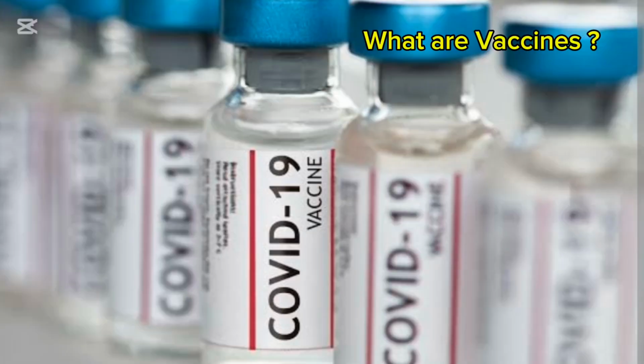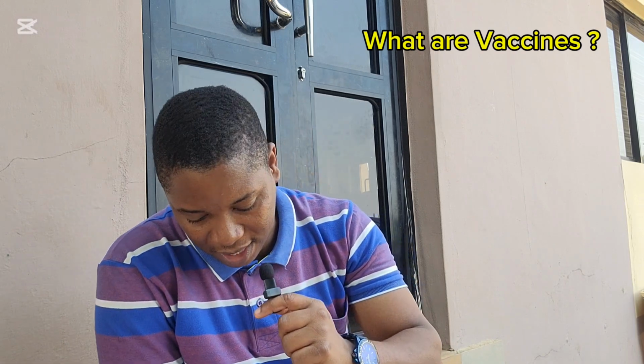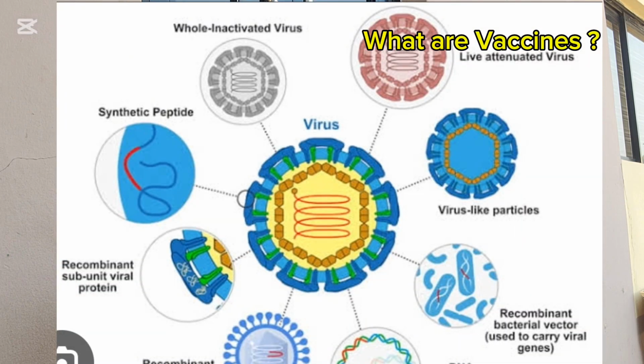So the first type is the live attenuated vaccine. The second type is the inactivated or killed vaccine, and examples include the rabies vaccine and the intramuscular polio vaccine. These are examples of inactivated vaccines. Now we have subunit or recombinant vaccines. Now these are vaccines in which a portion or a part of the pathogen is taken and is used to make the vaccine.